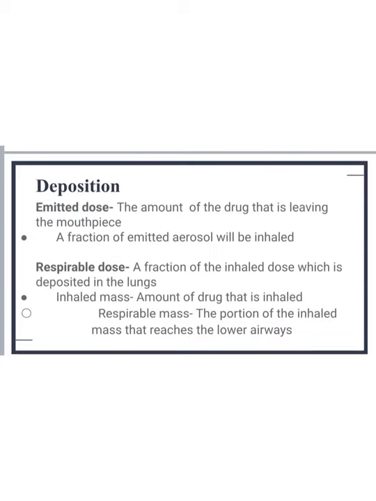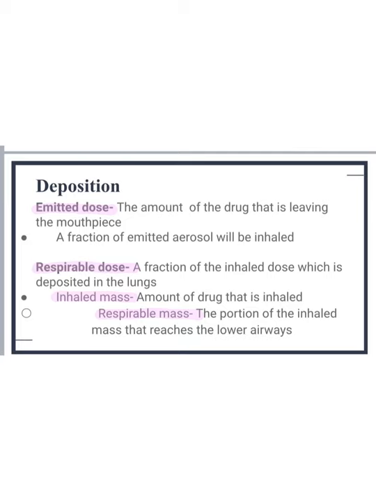Okay, so deposition. The emitted dose is the amount of drug that leaves the mouthpiece: the MDI, the small volume neb, or the DPI. A fraction of the emitted dose will be inhaled. Not all of that dose is going to actually be inhaled. And then you have the respirable dose, which is a fraction of the inhaled dose that is deposited down in the lungs. The inhaled mass is the amount of drug that is inhaled. And then the respirable mass is the portion of the inhaled mass that reaches the lower airway.